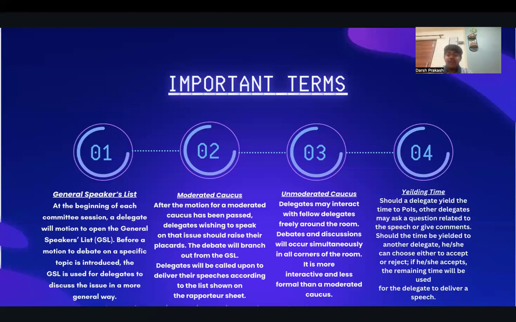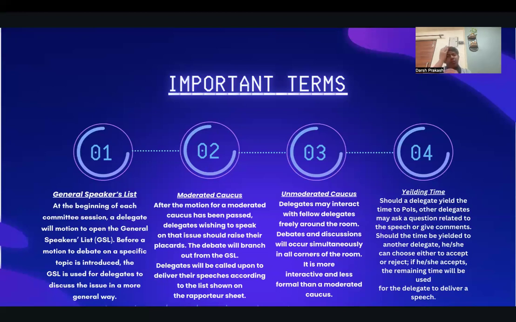Now, there are many ways in which you can yield the time, right? Either yield to POIs. POIs is point of information. What a point of information is, we will discuss ahead. Second is yield to chairperson. Chairperson is the main judge of the executive board. With chairperson, you have vice chairperson, and below vice chairperson is the rapporteur. We'll discuss their roles as well in the later part of this video.